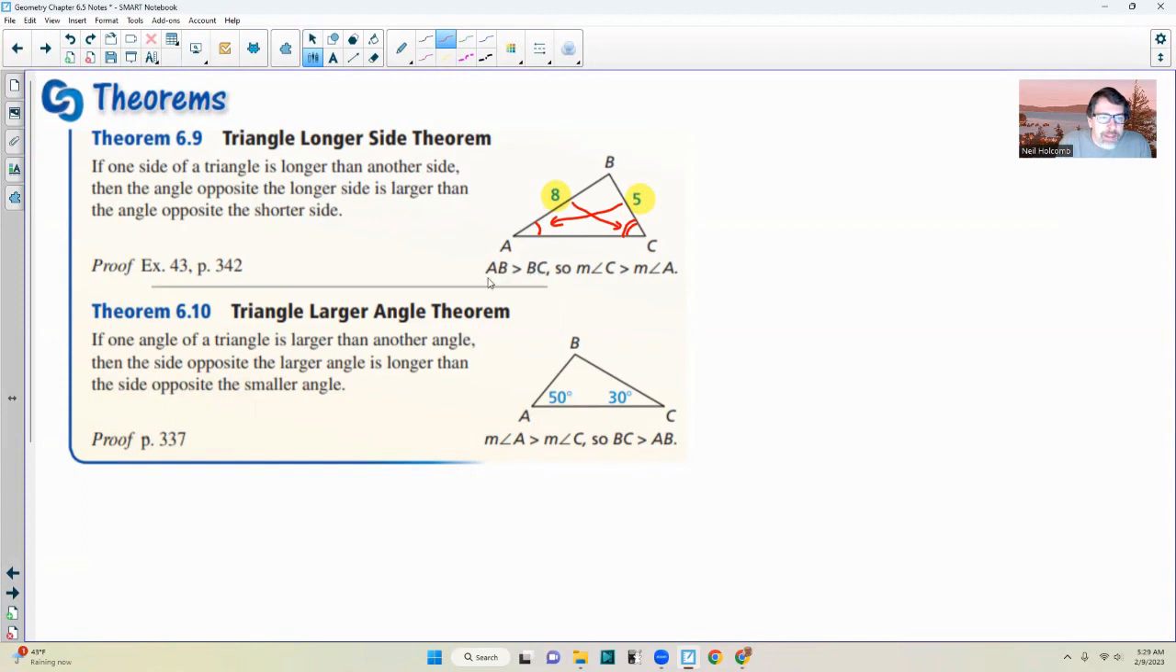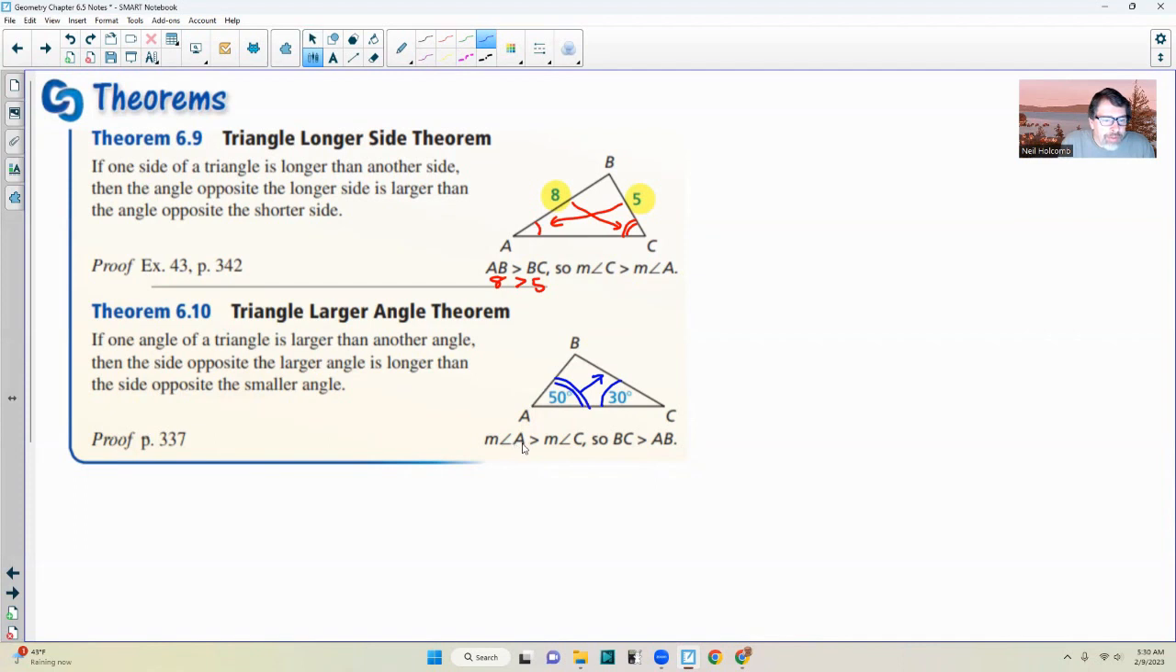Side AB is greater than BC. 8 is greater than 5. So therefore, the measure of angle C has to be greater than the measure of angle A. Okay? And then 6.10, triangle larger angle theorem. If one angle of a triangle is larger than another angle, so here the measure of angle A is 50 degrees. So I'll put 2 marks there. And the measure of angle C is 30 degrees. Since one angle is larger than the other, then the side opposite the larger angle is longer. So BC is longer than the side opposite angle C, which is AB.